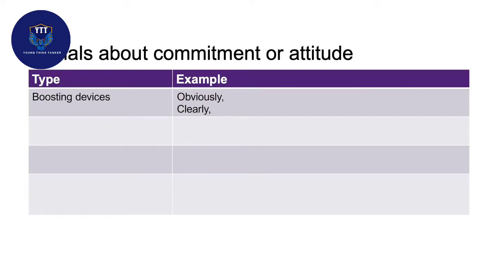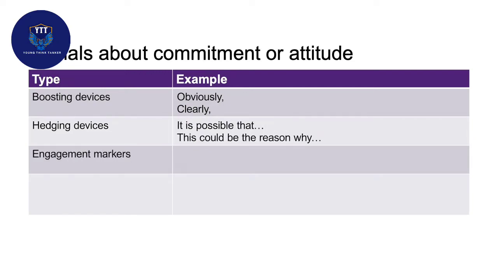On the other hand, if you want to be more careful about the points that you're making in your writing, you might use a hedging device. These are expressions like, it is possible that, or this could be the reason why. Engagement markers are used when you want to urge the reader to take a specific action. To do this, you might use phrases such as, we need to, or the public needs to understand.